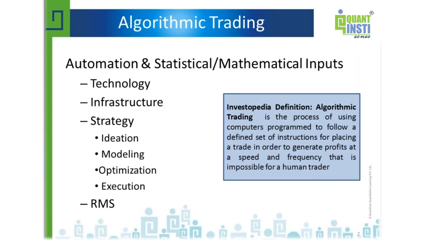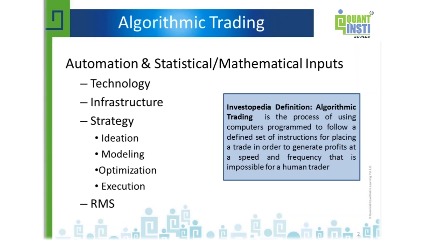So there is no particular definition of algorithmic trading, to be honest. That's why I said that it's an Investopedia definition. You'll find a different one on Wikipedia, and elsewhere probably you will find a different definition. What we basically break it down into is that algorithmic trading is more of automation and using statistical and mathematical inputs for devising the strategies.